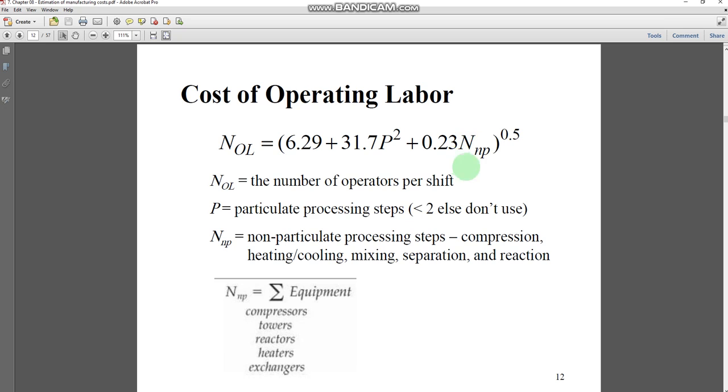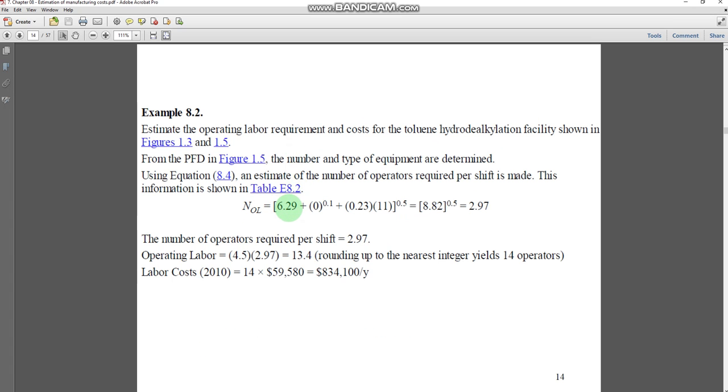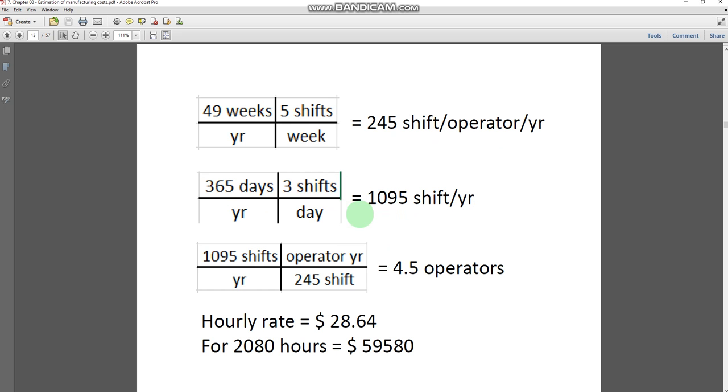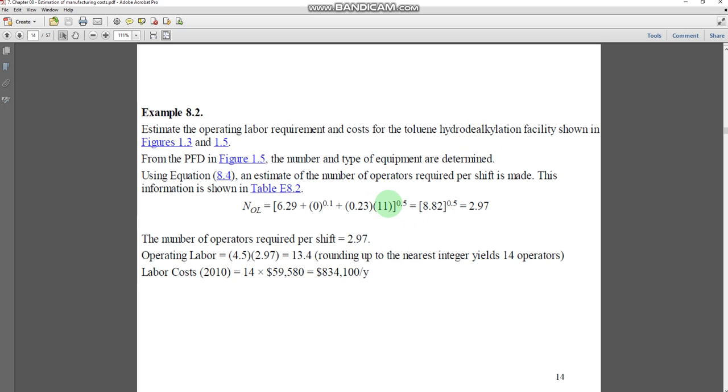So N_NP has a value of 11, and P, since we are dealing with a non-particulate processing plant, there is no solid handling system in the plant, so the value for P will be 0. The equation you have to use here is 6.29, so 0 plus 0.23 times N_NP, the number of non-particulate processing units, which is 11. Simply solving this equation gives the number of operating laborers, which comes out to be 2.97. This is the number of laborers that you require in one shift.